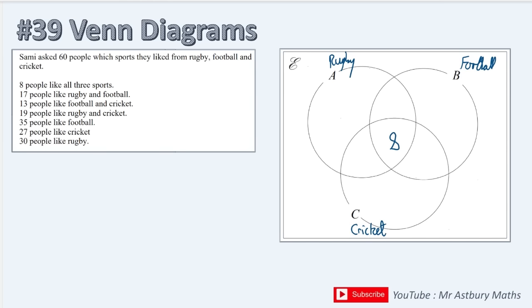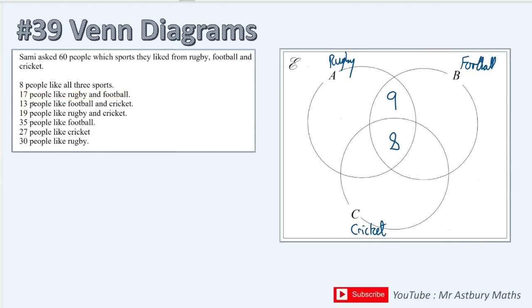We then look at the next line, and it says that 17 people like rugby and football. So there is a huge temptation to write 17 in this section here. But that would be wrong, because that would mean that actually 25 people like rugby and football. Instead, what we need to do is take 17 and then subtract the 8 of the people who we've already counted, and that leaves me with 9. So that true intersection between rugby and football is 17, because it's 9 plus 8.